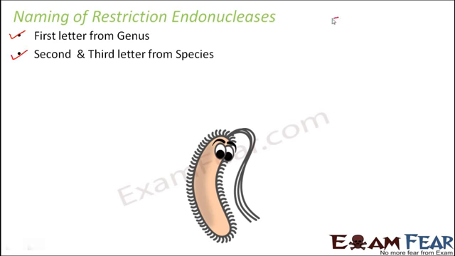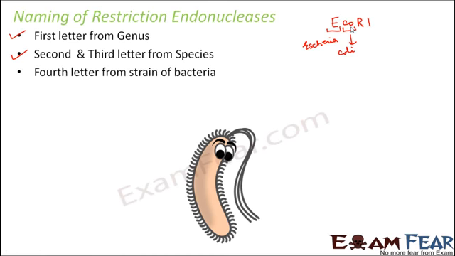So let us take the example of EcoRI. This is how we write it, EcoRI. So what is E? E is for the genus, that is Escherichia. CO is for coli. So E. coli is the particular bacteria. Instead of Escherichia, only E. Instead of coli, it is CO. So the second and third letters are from the species.